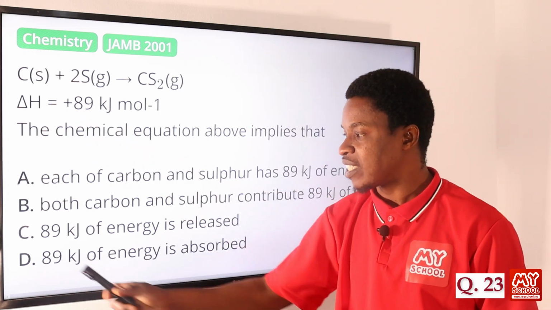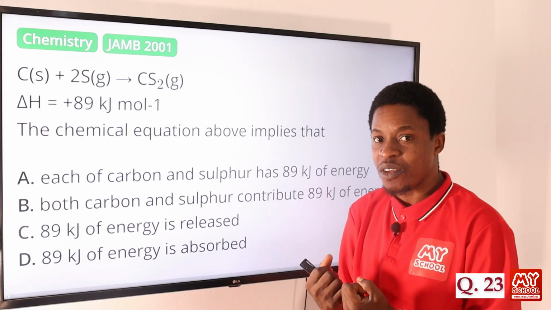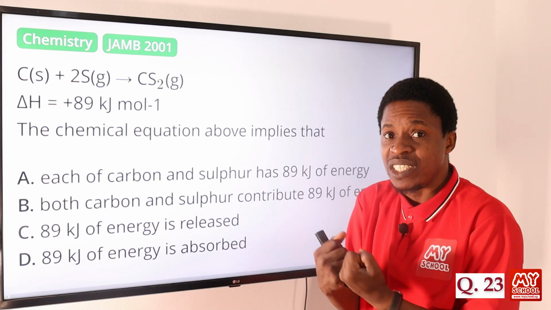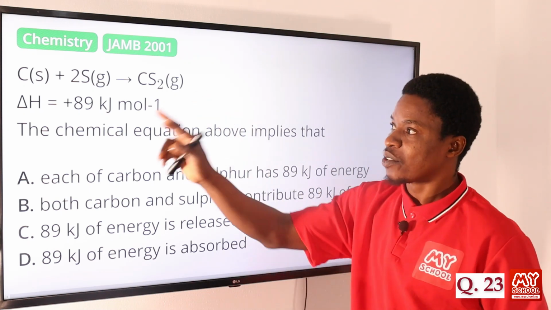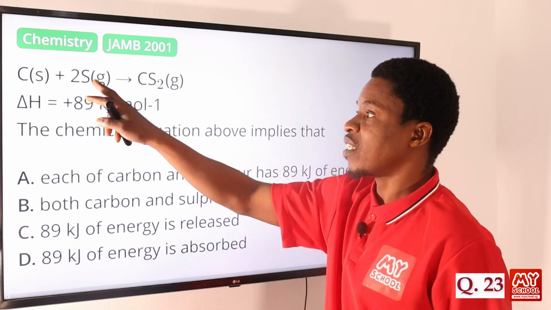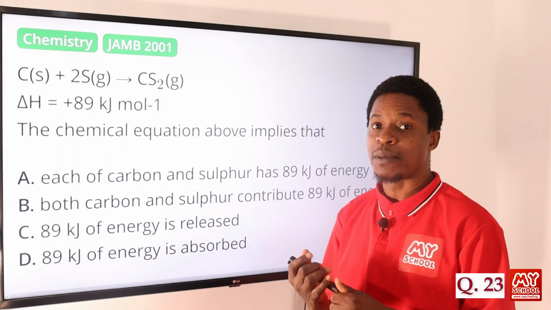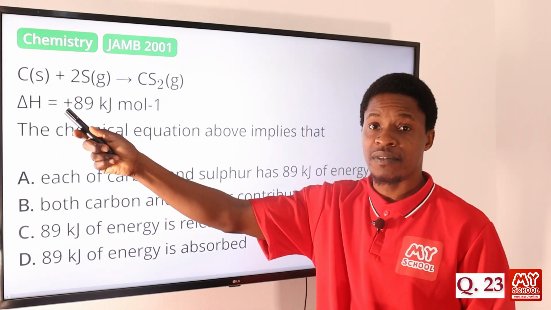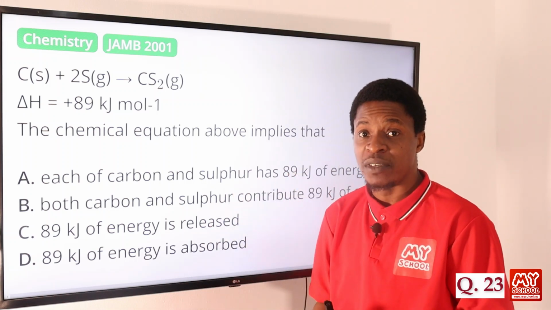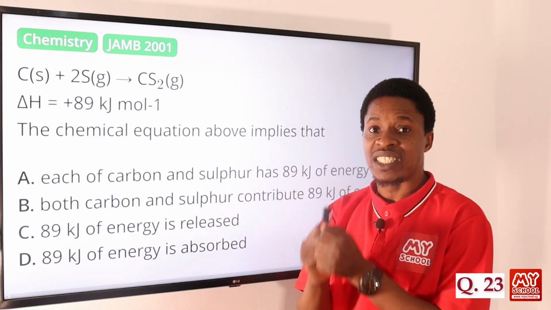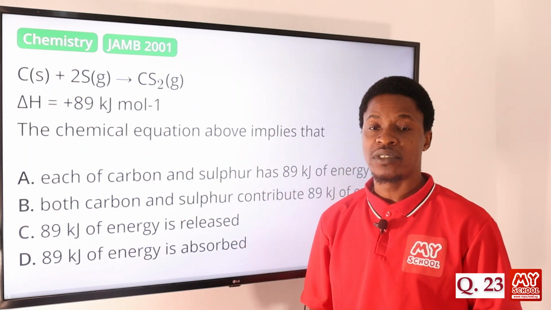Option D says 89 kilojoules of energy is absorbed. Yes. That is the amount of energy absorbed into the system for that reaction to actually take place. Once this reaction takes place, 89 kilojoules per mole of energy is absorbed, because delta H is positive. For heat energy to be absorbed, it means that it is endothermic, and the delta H must be positive. So the correct answer is option D.